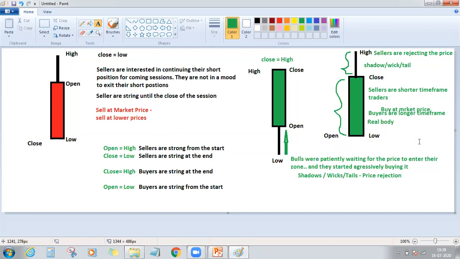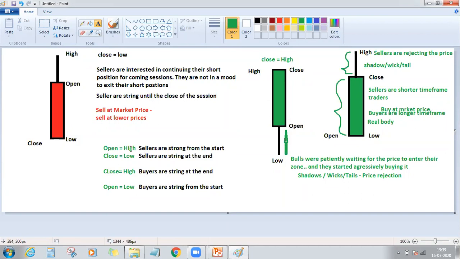And here, what is the psychology that we are able to draw from this pattern? So first we'll see where the price opened, and whether it is equal to the high or the low. And then we'll compare the close price. Is the close equal to the high, or is the close equal to the low?